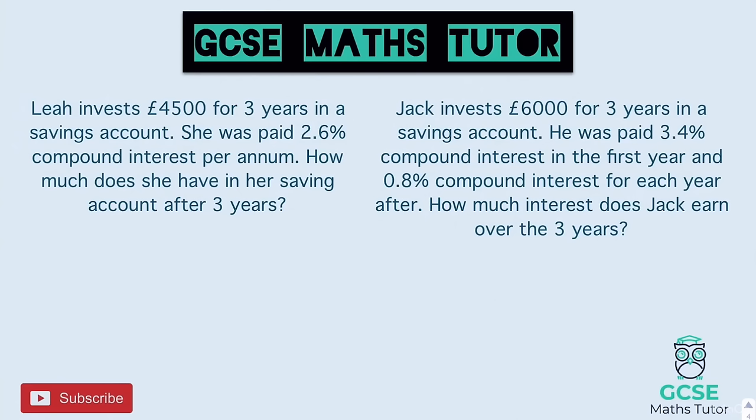Okay, so Leah invests £4,500 for 3 years. She's paid 2.6%. How much does she have in her savings account at the end of those 3 years? Well, that's a nice and easy one for us to do. 4,500 multiplied by 1.026 for 3 years, so the power of three. And let's type that in, 4,500 times 1.026 power of 3.